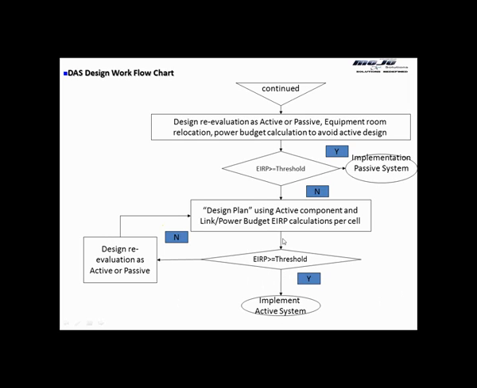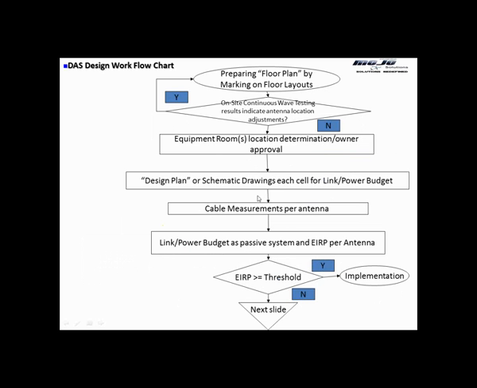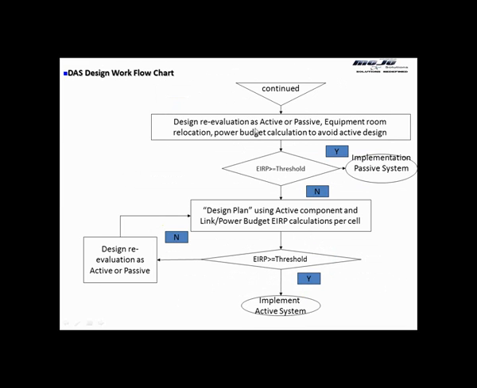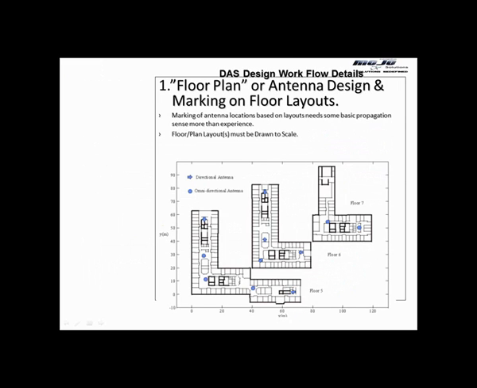So that is the workflow. I was saying in the US market, usually they don't do this reevaluation phase. They directly go for an active system. These are the major steps, around 8 in number, and we'll be going into details for each step. So this was our first step when we start planning.